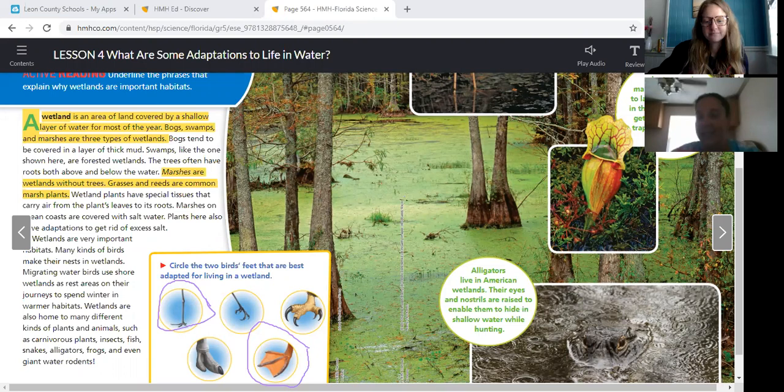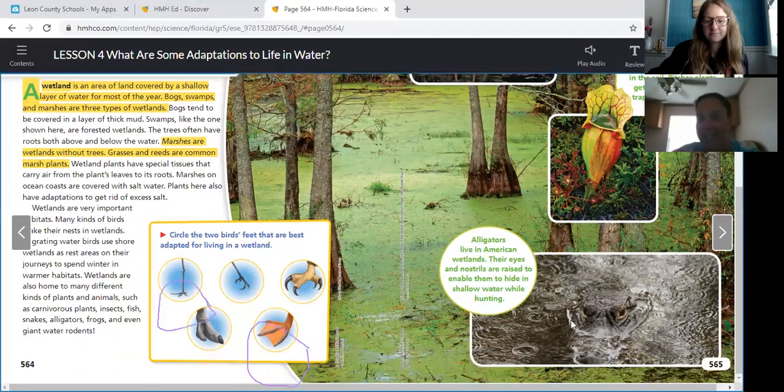Now down here, we've got an alligator. Can you see him? American alligator. Alligators live in American wetlands. Their eyes and nostrils are raised to enable them to hide in shallow water while hunting. That would be super scary to see.